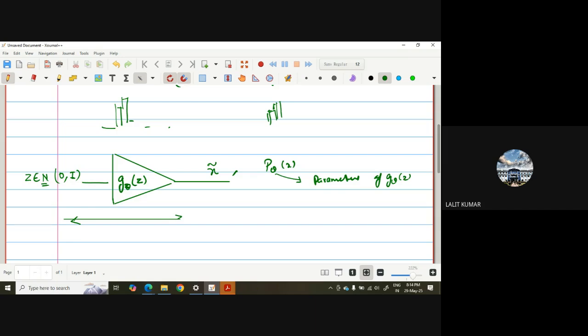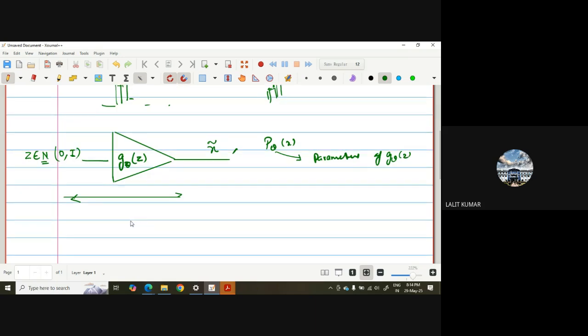So what do we do to estimate the distribution of x? We make a divergence metric. This divergence metric we call D f, and it is denoted as D f of px and p theta. Just give me a minute, please.